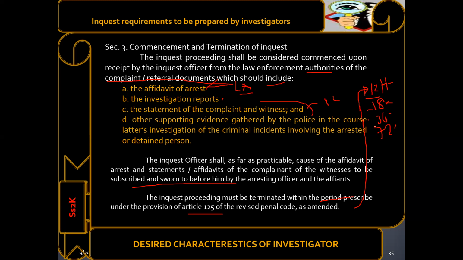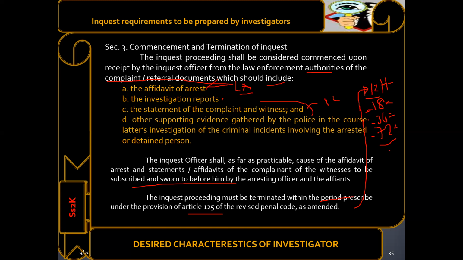Pagka ang penalty ay yung correctional penalties na kung tawagin. Pagka naman yung penalty, yung grave penalties, okay, or capital penalties, ay kailangan mai-file na yung kaso sa prosecutor's office within 36 hours. Pagka terrorism, kailangan ma-file-an ng kaso yung tao within 72 hours. Yan. So yun po yung pag-file ng case: 12, 18, 36, then 72 sa terrorism.